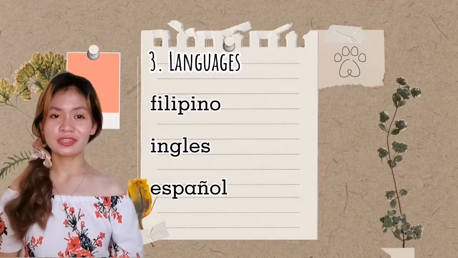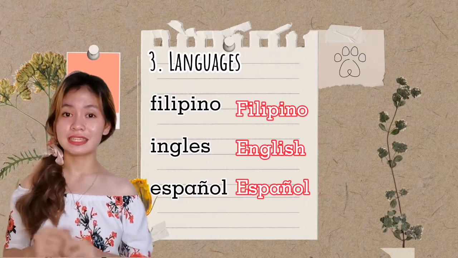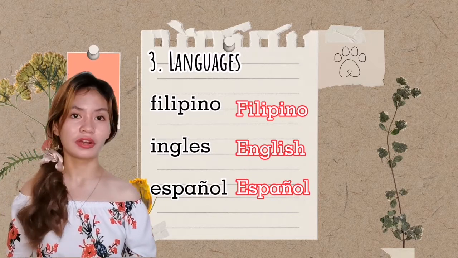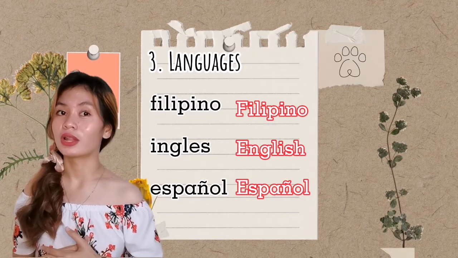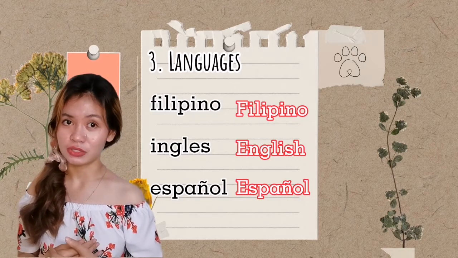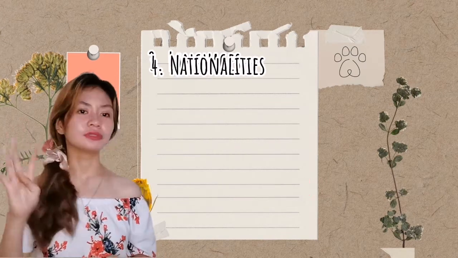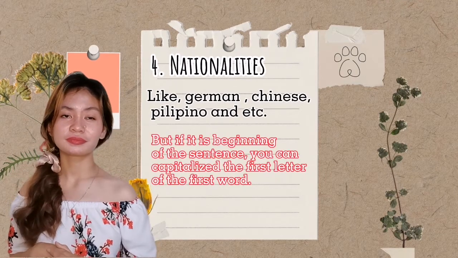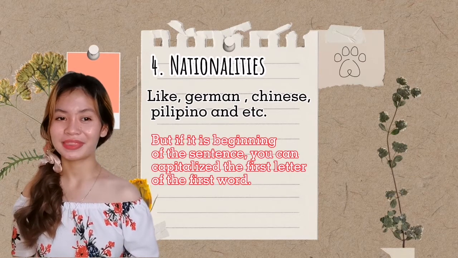Then the third one is the languages. Even if you just write it as one word or a phrase, and not in a sentence, it is still written in small letters. Like the language Filipino, it is in small letters only. English, small letter, and español. All of these are in small letters. Then the fourth rule is the nationalities, like German or Chinese. Again, except if it is at the beginning of the sentence, it is written in a capital letter.